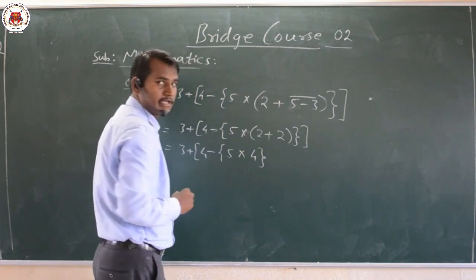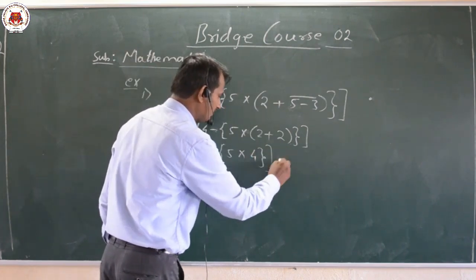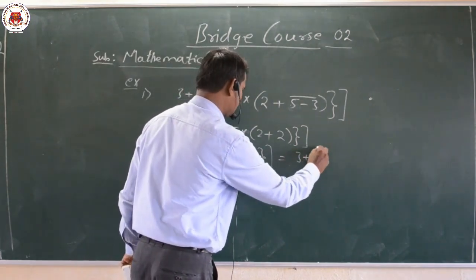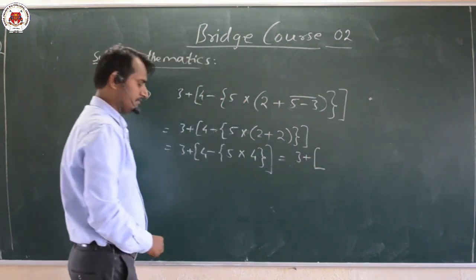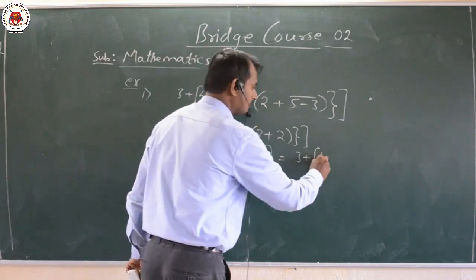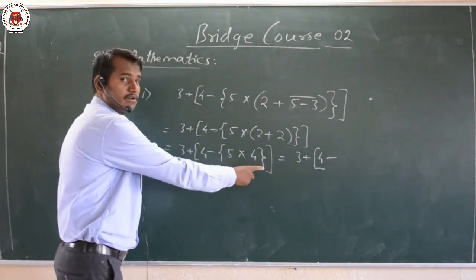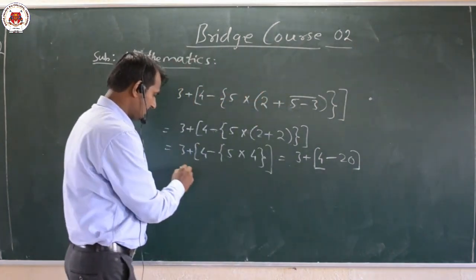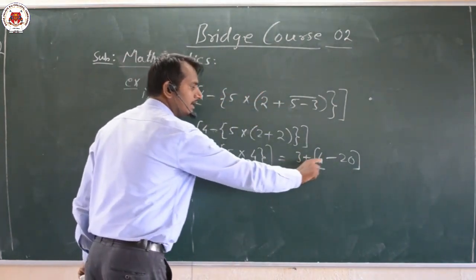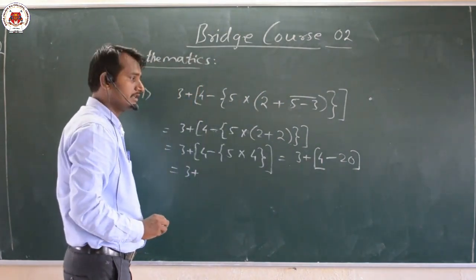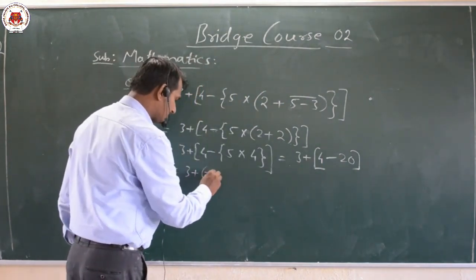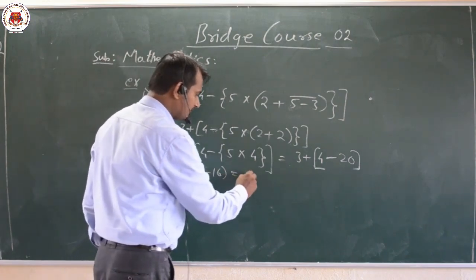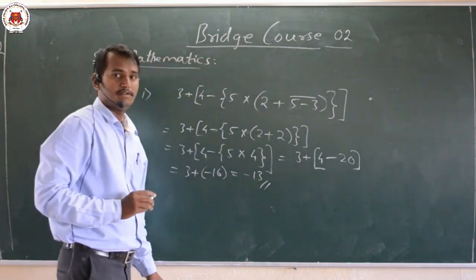Now I will remove the parentheses or round bracket. Now what we get here: 5 fours are 20. So 3 plus 4 minus 20. What is the value of 4 minus 20? The value will be minus 16. At last, 3 minus 16 is minus 13. This is the value.